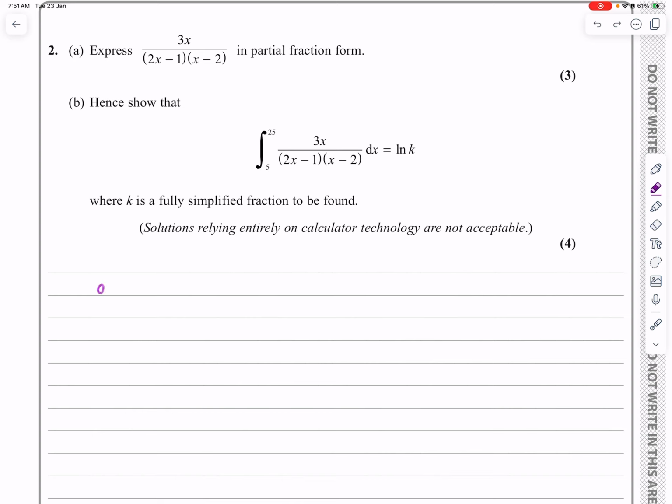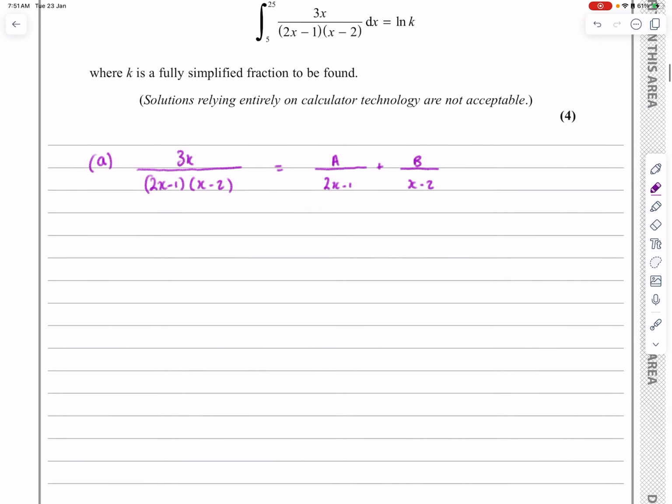Part A, it says express 3x all divided by (2x minus 1)(x minus 2) in partial fraction form. So nothing complicated with this one. Don't need to do any division. There's no repeated factors here. This is just A over 2x minus 1 and B over x minus 2.